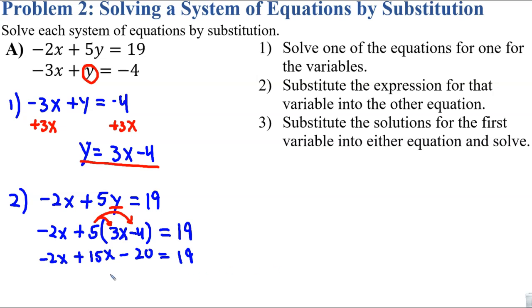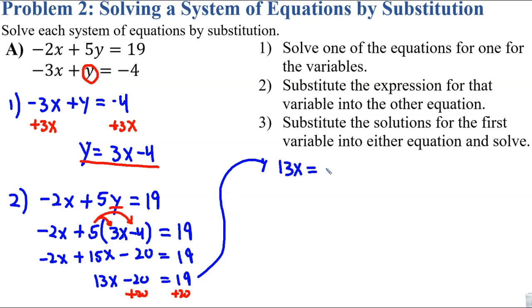And then I can combine like terms. Negative 2x plus 15x is going to give me 13x minus 20 is equal to 19. And as I run out of room here, we're going to add 20 to both sides. We'll just come up top here. That'll give us 13x is equal to 39. And then divide both sides by 13, and we end up with x equals 3.